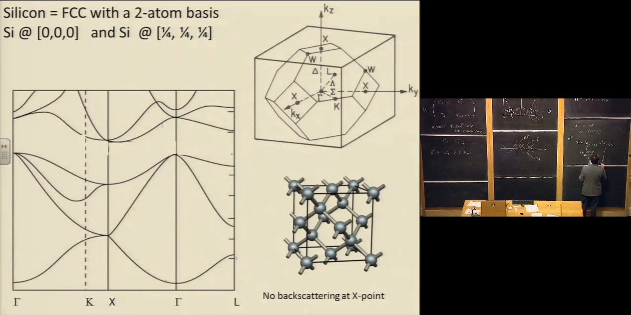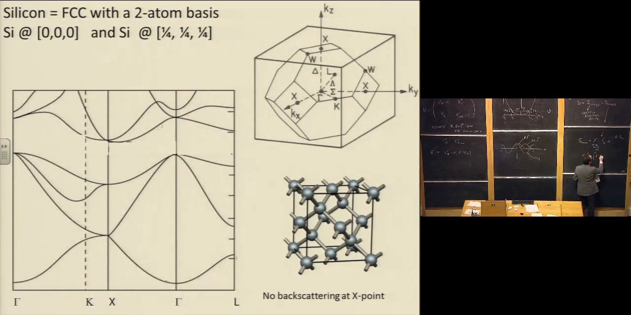But let's look at S basis. S basis, you'll recall, is the sum over atoms alpha in the unit cell of F sub alpha, the form factor, times e to the i G dot r alpha. And if we do this for silicon, we'll get F silicon, and then it'll be 1 for the point at 000.